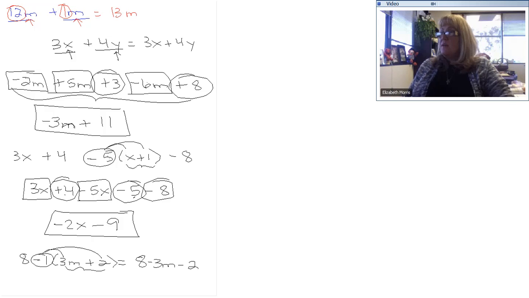Now, are there any other m's? No. But are there numbers that are like terms? I have 8 and a negative 2, which gives me 6. And that is simplified. That's as far as I can go. Okay? All right. Give it a try.